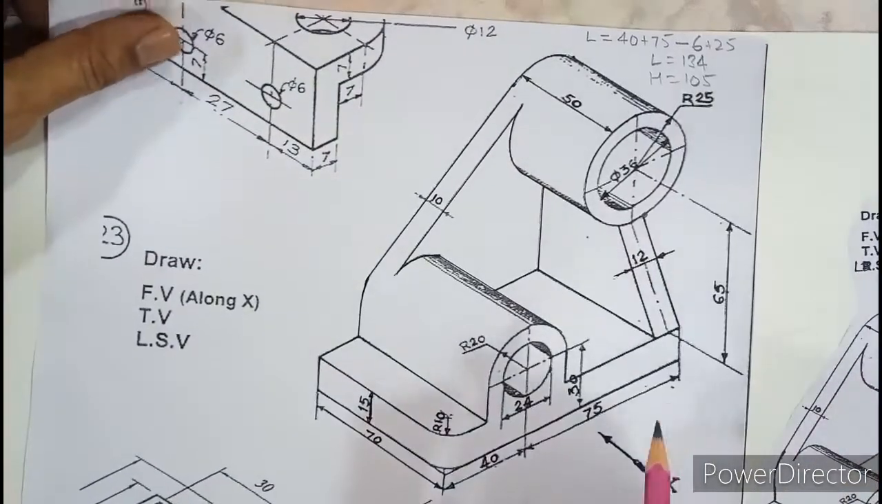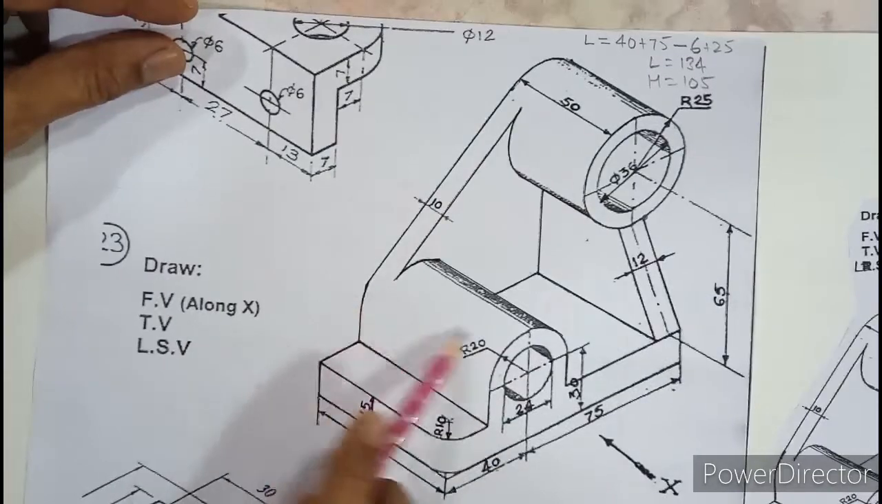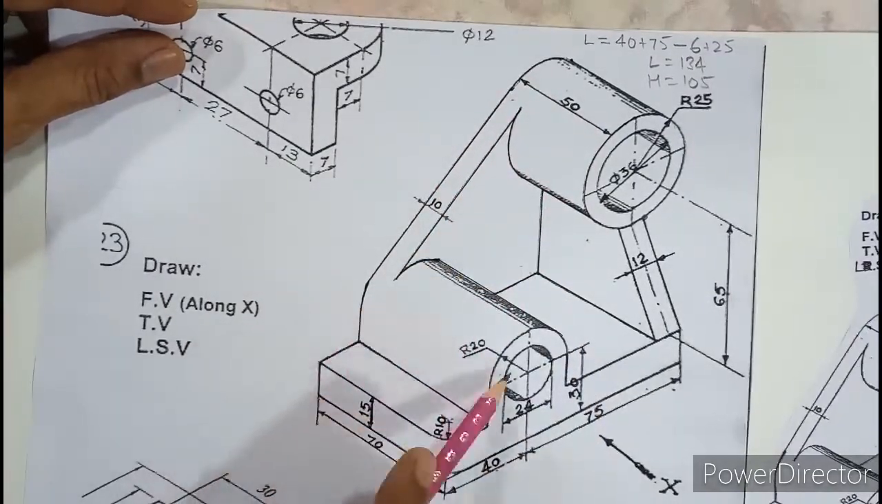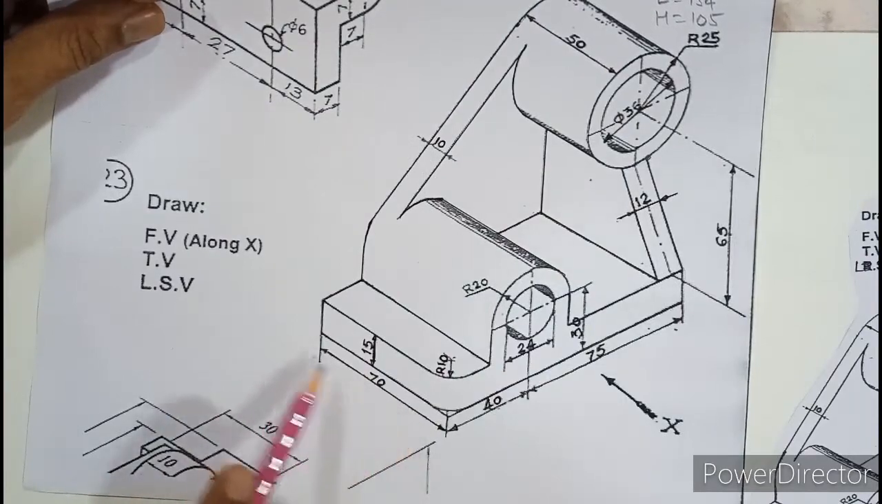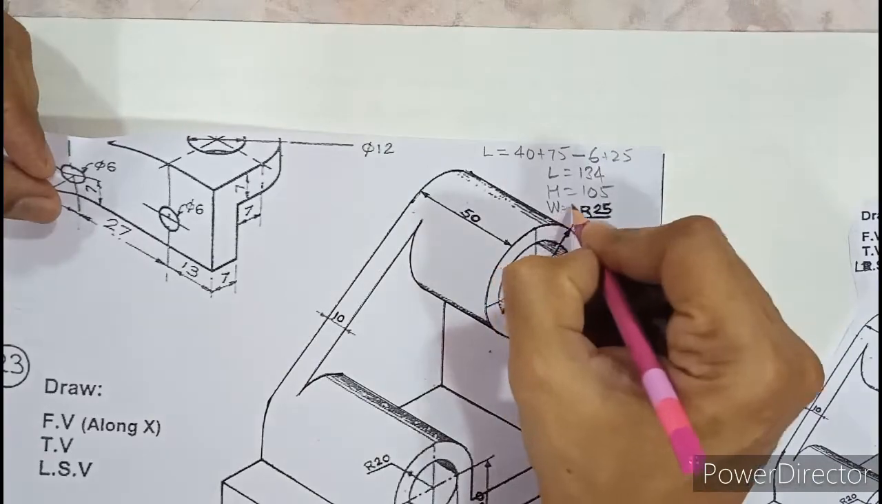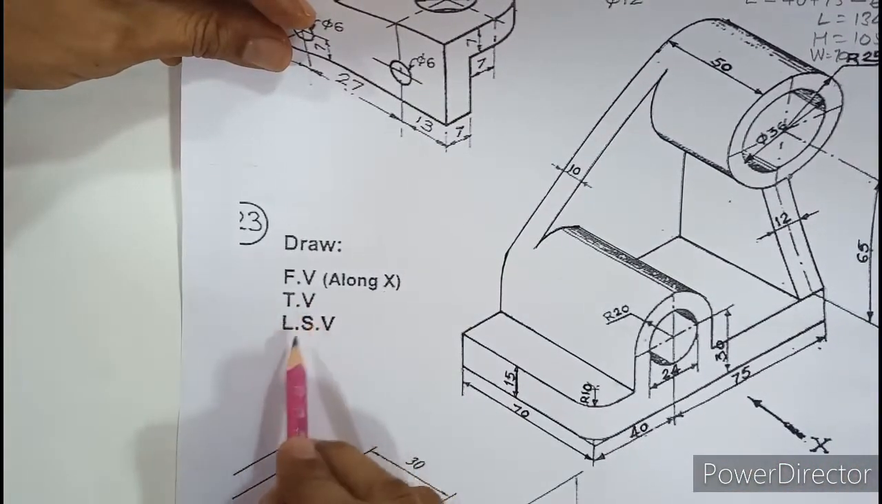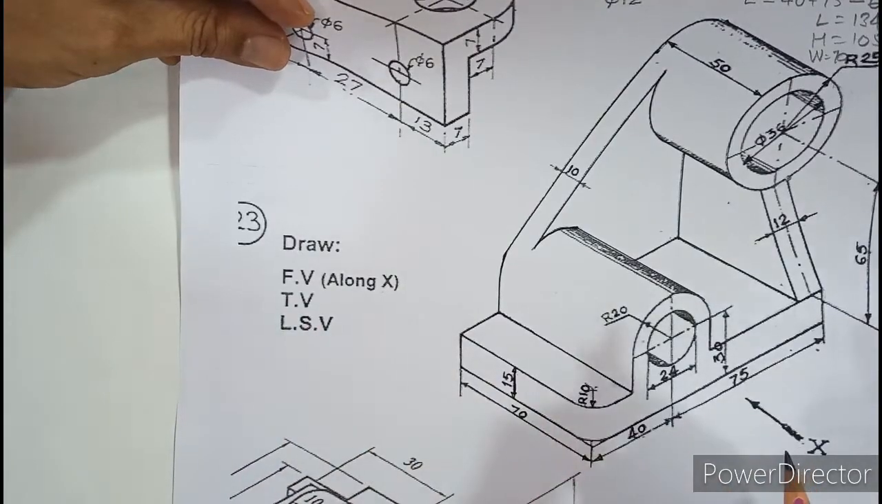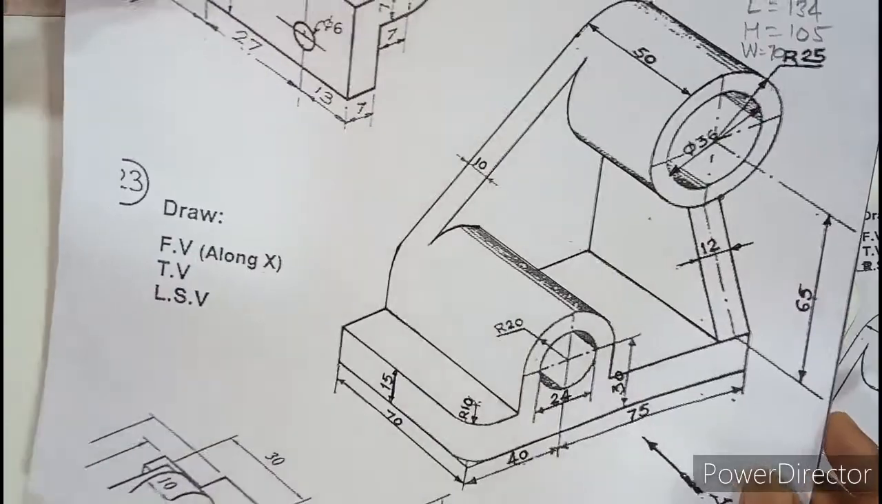Now if you look at the width of the object, there are two cylindrical surfaces. One is this one, second is this one. So this you can see is much broader, it's much wider. So the width of the object is straight away 70. Nothing to add or subtract. So width is 70. And we need to draw front view along X, top view and left hand side on the right. So first let us prepare 3 boxes and then we can start.